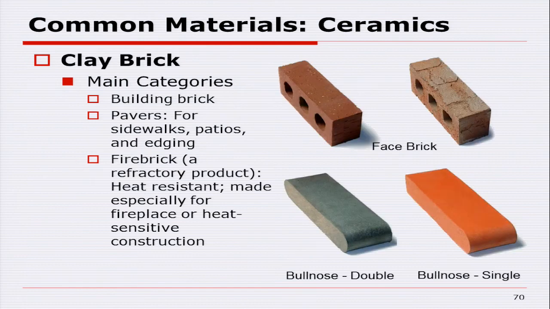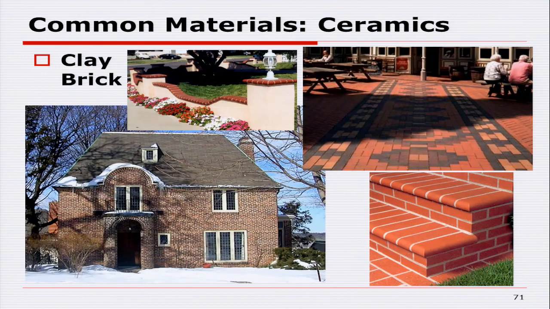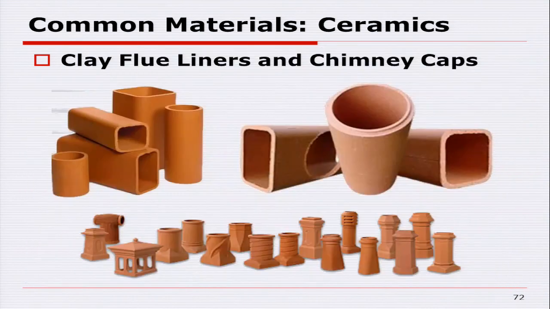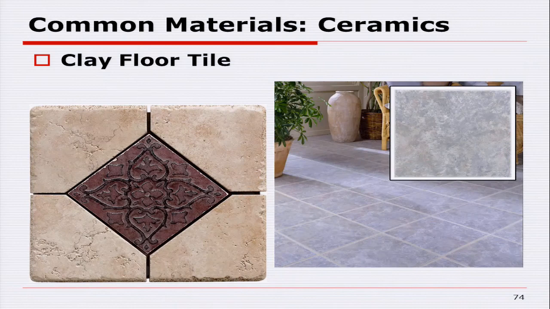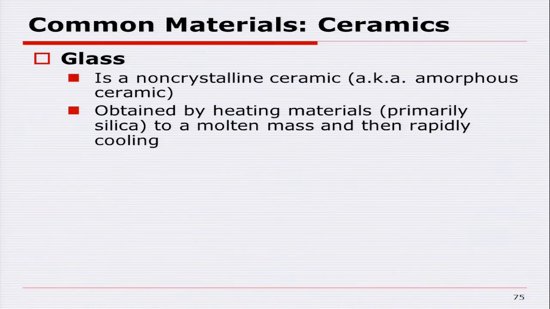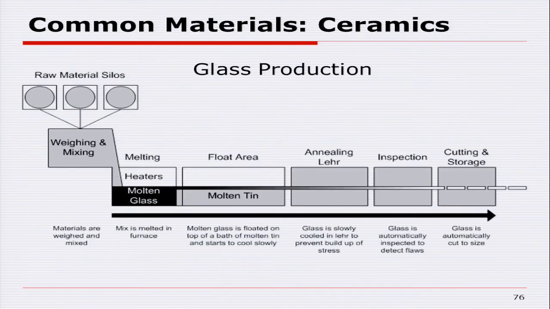So just some of the ceramics that are certainly used in our industry are brick, and you can see different applications of brick, clay flue liners, chimney caps, roof tile. These are all construction applications, floor tile, and then glass. With glass, we're heating the silicates up to the point where they completely melt, and then we cool it down. This is just showing a shot of glass production.